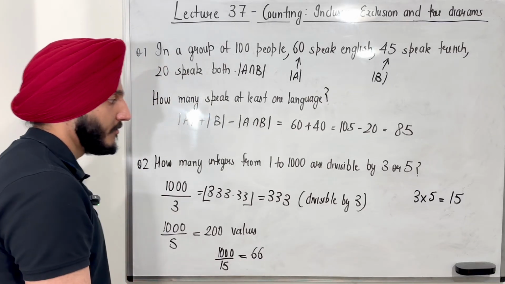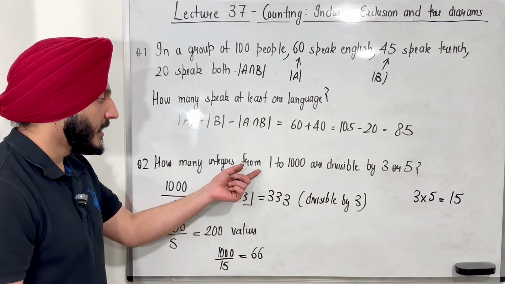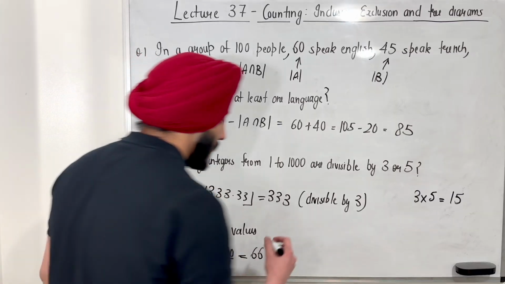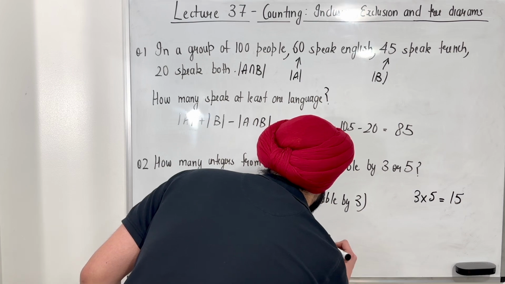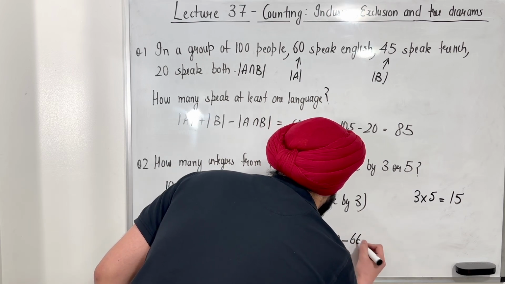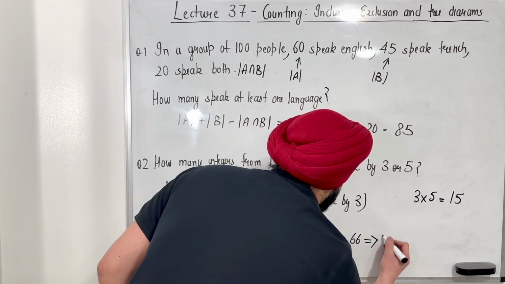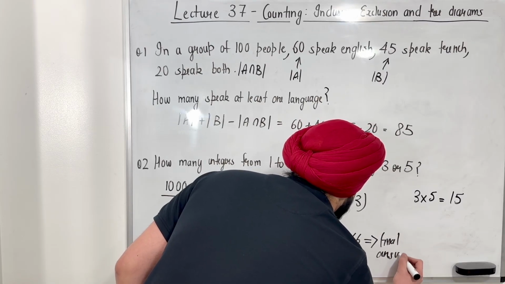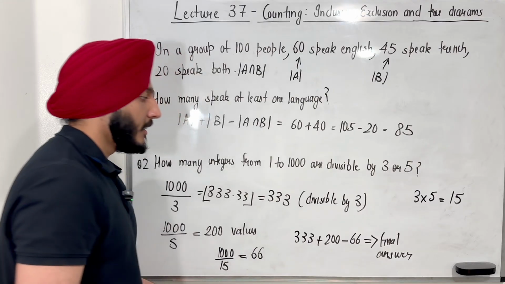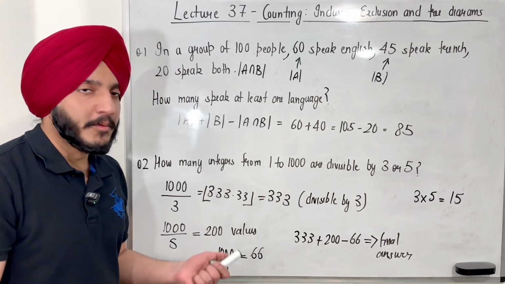So 66 values are going to be divisible by both 3 and 5. And now, in order for me to find the final count of integers, I simply do 333 plus 200, subtract the 66 from it, and this would be our final answer. Okay, so I hope you were able to understand this question.